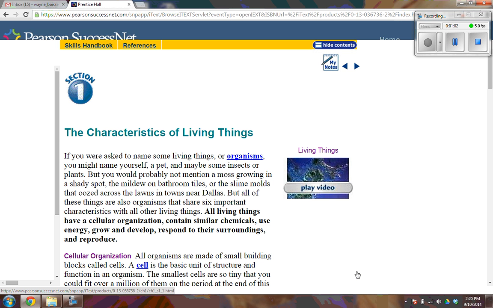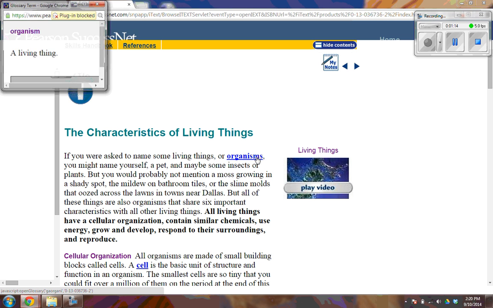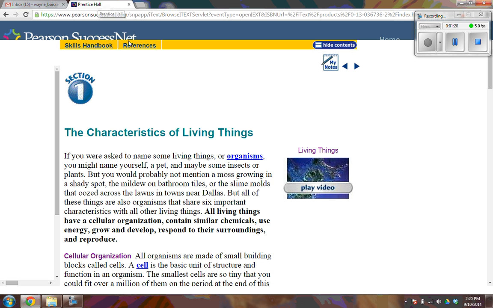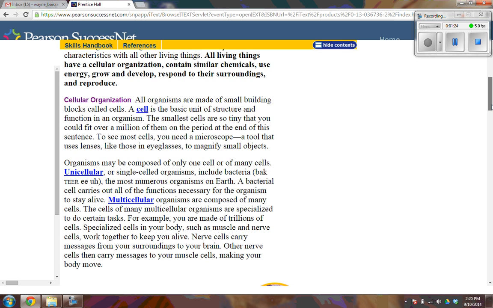So those should go under the characteristics of living things and under that heading. So you may want to do some indenting here. The word organism, since it is a vocabulary word, when you click on it, pops up a living thing. That can go in the left column of your notes. Feel free to play the video. I'm not going to play it right now.